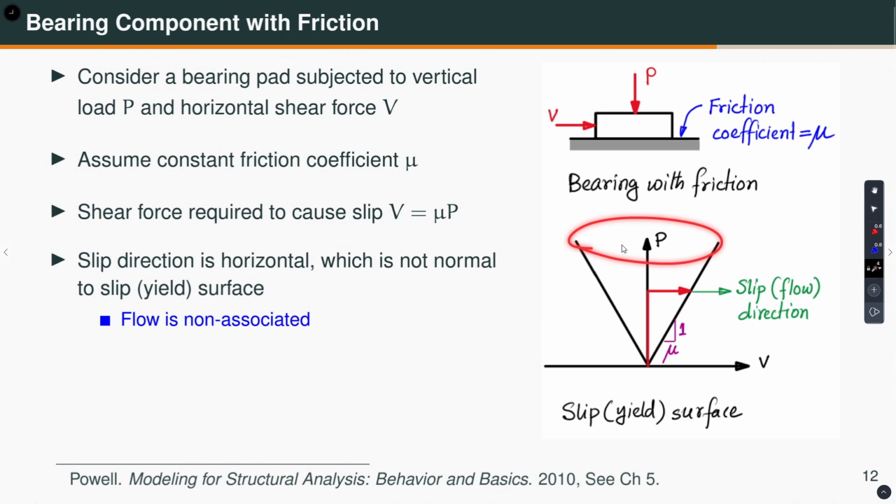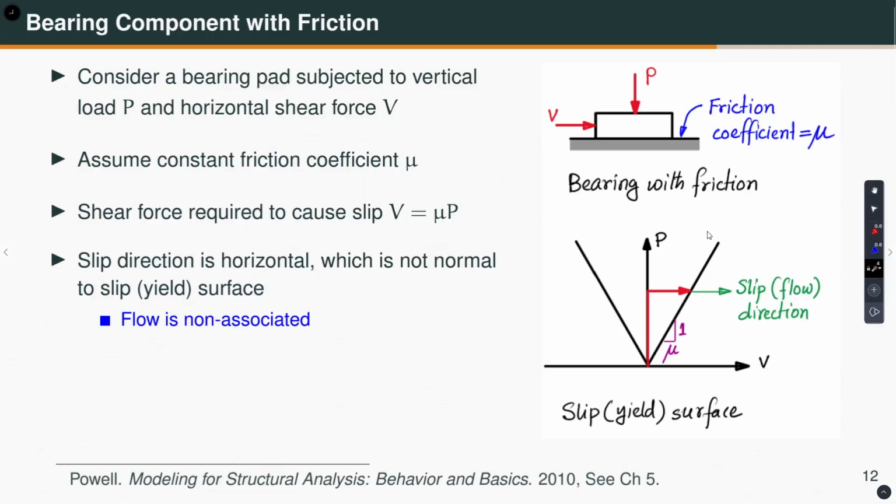conical yield surface. And in soil, you have this kind of yield surfaces, whether it is Drucker-Prager or Mohr-Coulomb, and there you cannot use associated flow rule, you have to go for non-associated flow, or non-associated flow rule. And as you can see, this is a simple example of non-associated flow.